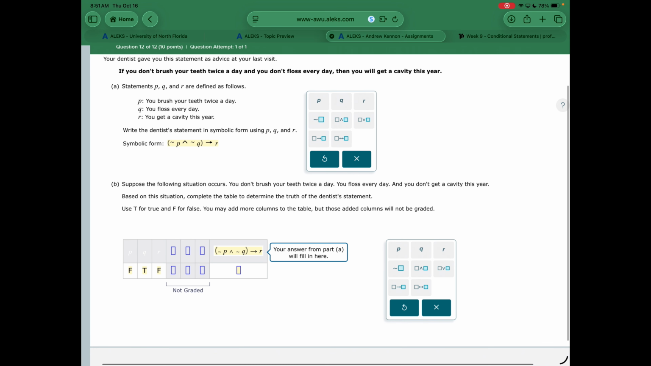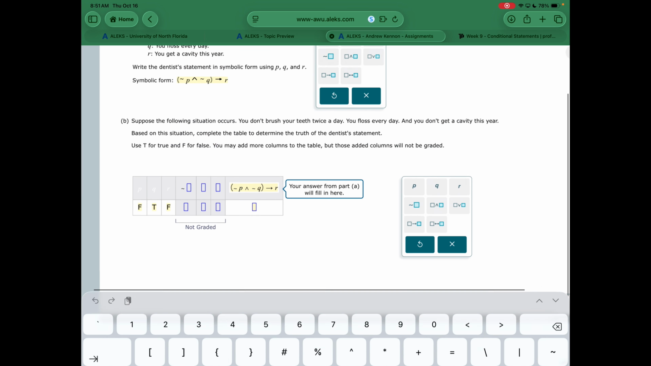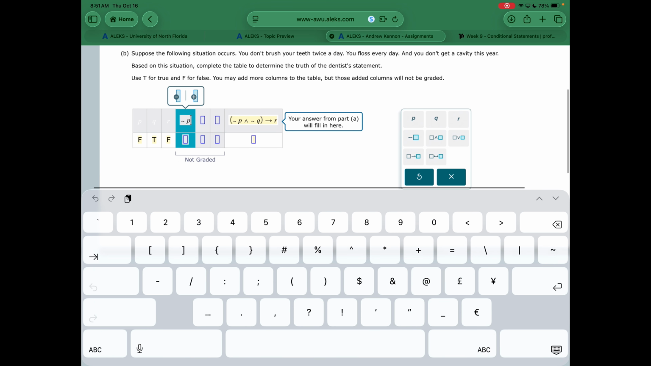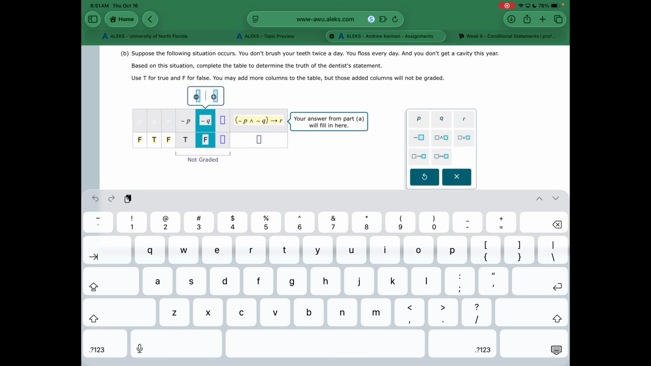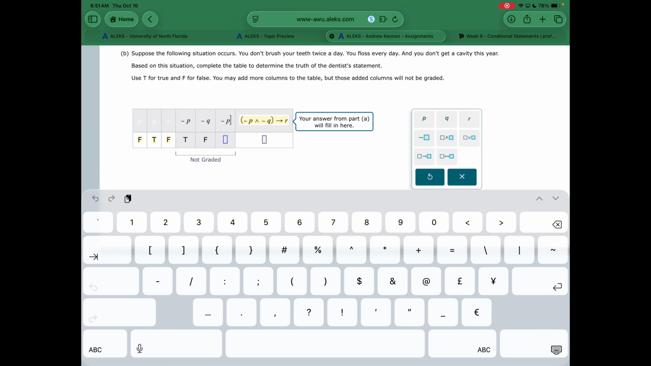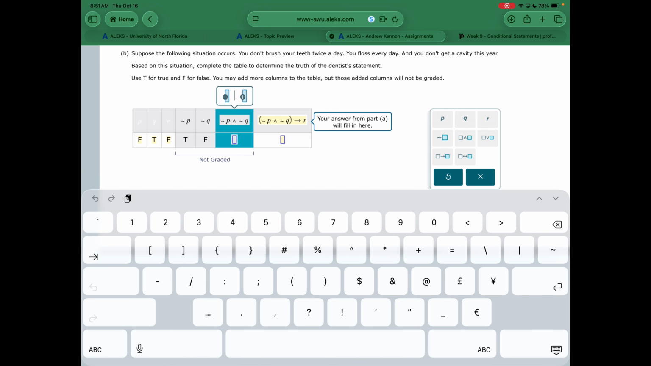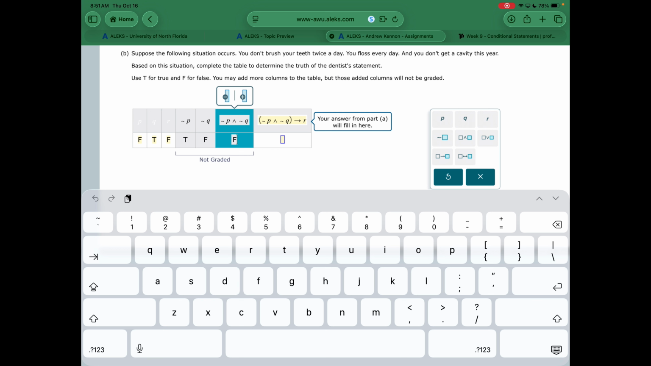Okay, but now we got to do our different things here. So not P would be the opposite of P. Not Q would be the opposite of Q. So let's do not P and not Q. It's and, so it's only true if it's both true, so that's false.